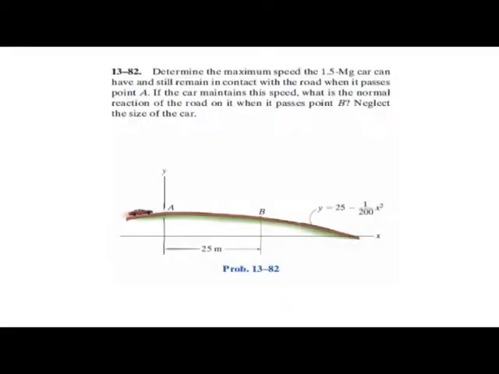Determine the maximum speed the 1.5 megagram car can have and still remain in contact with the road when it passes point A. If the car maintains this speed, what is the normal reaction of the road on it when it passes point B? Neglect the size of the car.